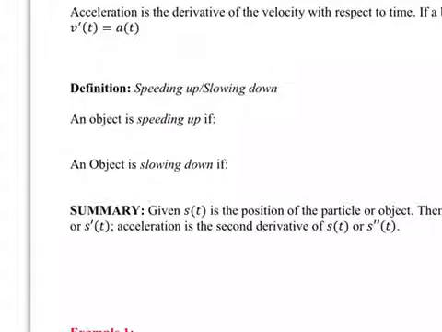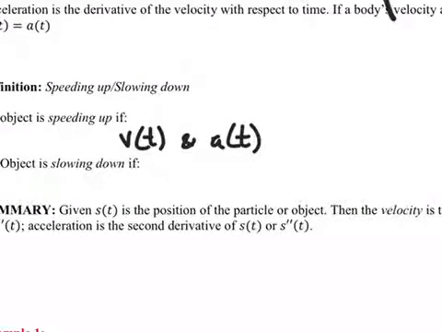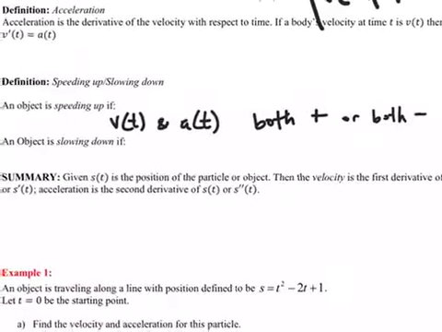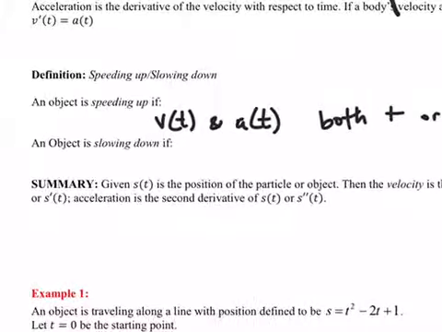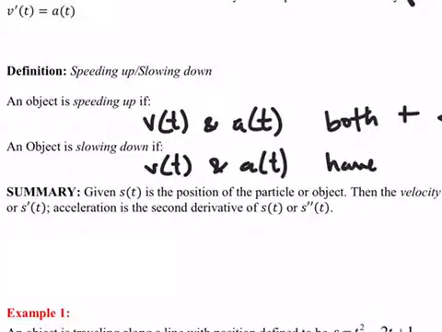If v of t and a of t have the same sign, right, either both positive or both negative, that means they're speeding up, right? An object is slowing down if v of t and a of t have opposite signs.